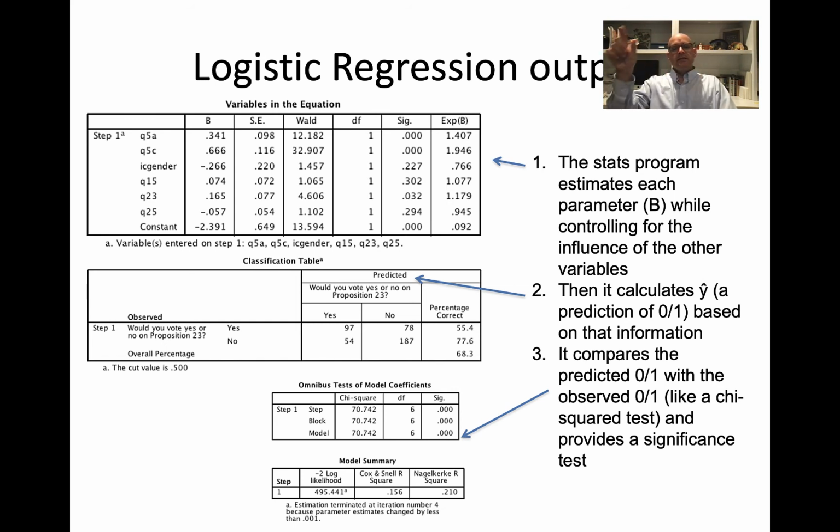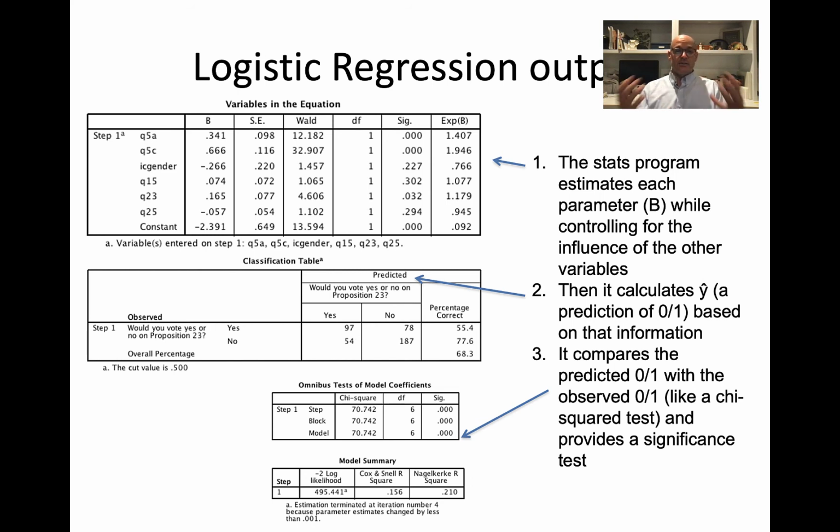And as it does that, it makes a prediction about whether or not it's a 0 or 1. So based on the independent variable, it tries to figure out if it can predict yes or no for each case, for each of the variables. And then what it does is it puts those into essentially a contingency table. It's a classification table, and it says what we predicted and what we observed.